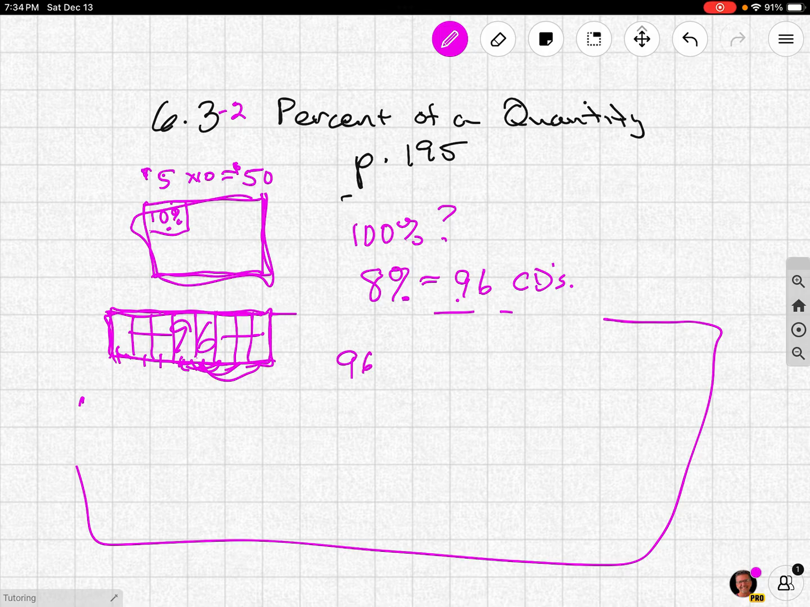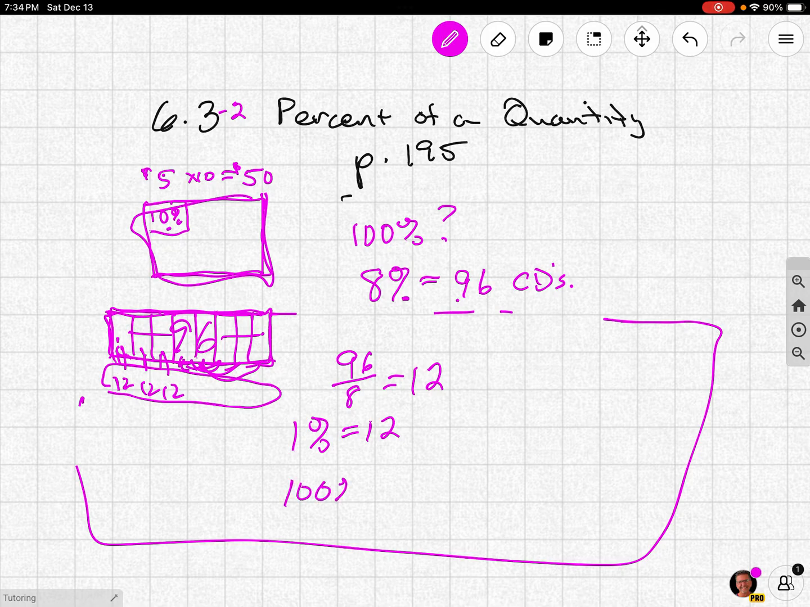So I'm going to do 96 divided by 8, and 8 goes into 96 12 times. That means that each 1% is equal to 12 CDs. So it'd be 12 there, etc. And 8 of those percents, with 12 for each percent, makes the 96 CDs that make up the 8%. And if I know that 1% is 12, then 100% is just equal to 12 times 100.